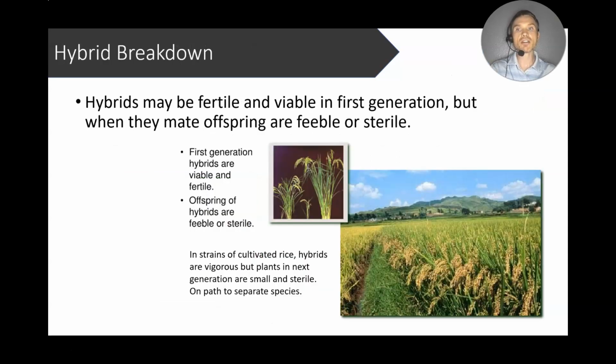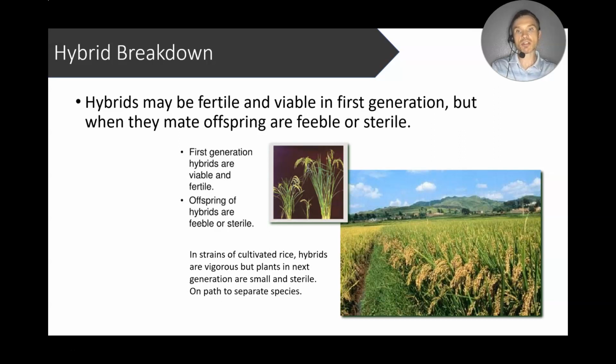And our third and final example of a postzygotic barrier is what we describe as the hybrid breakdown. Hybrids may be fertile and viable in the first generation, but when they mate, offspring are feeble and sterile. So you can see the example here in the picture. On the left-hand side, that's the parent. On the right-hand side, that is the offspring.